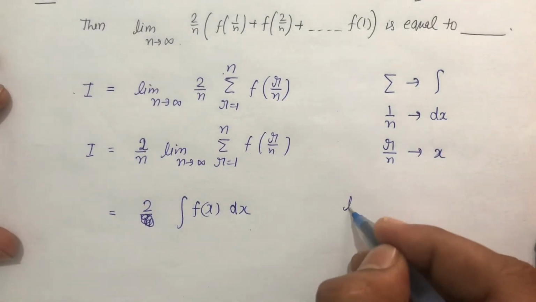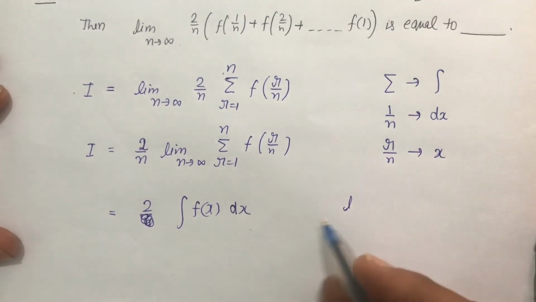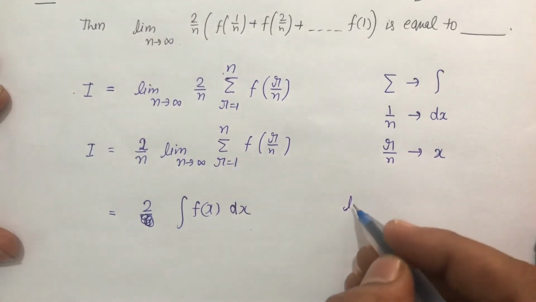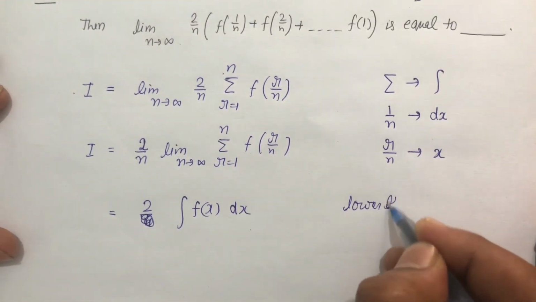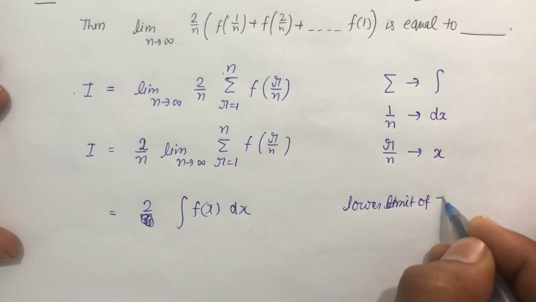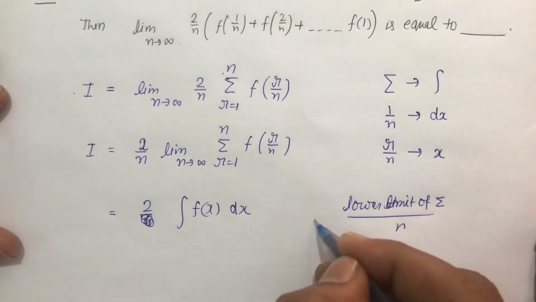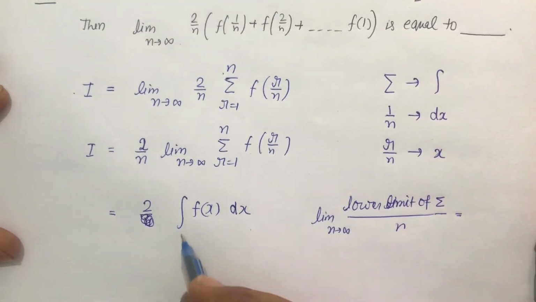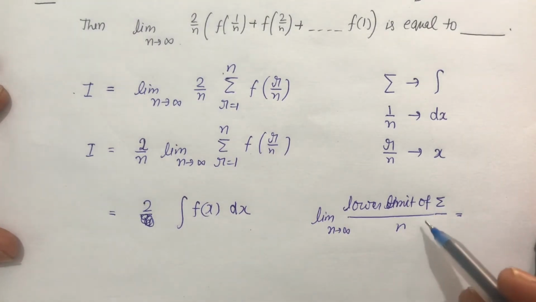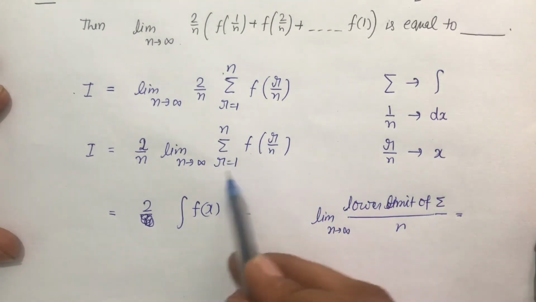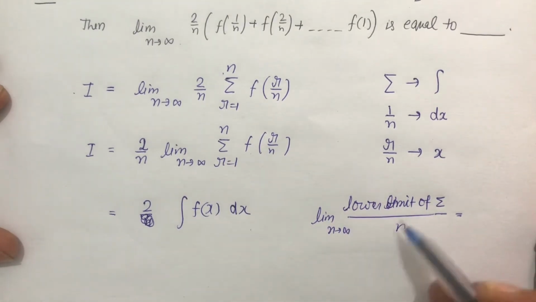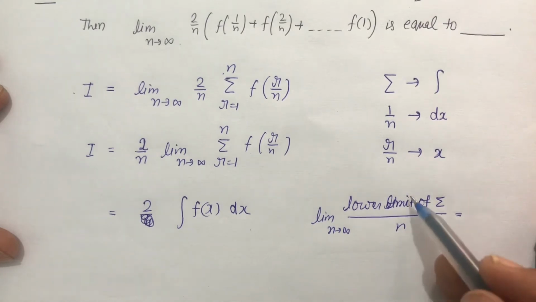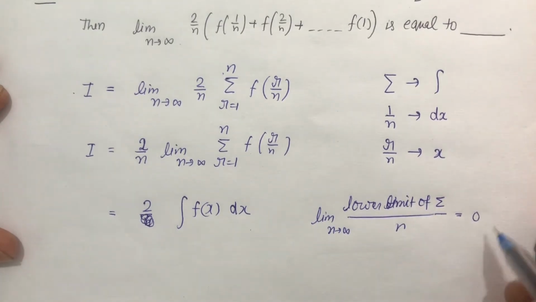Now what would be the limits of this integral? The lower limit will be the lower limit of sigma upon n, limit n tends to infinity. This would give you the lower limit of integration. Okay, so lower limit of integral will be what? Lower limit of sigma upon n. Lower limit of sigma is 1 upon n. So n tends to infinity, 1 upon n will be 0. So this is the lower limit of integral.